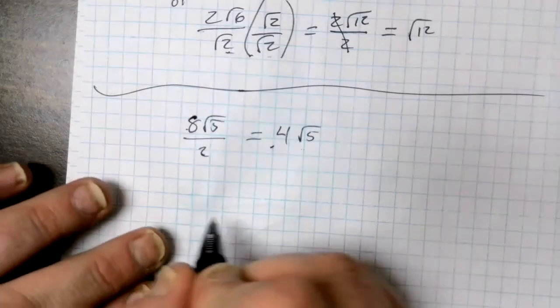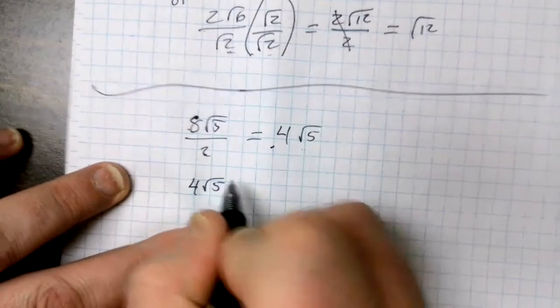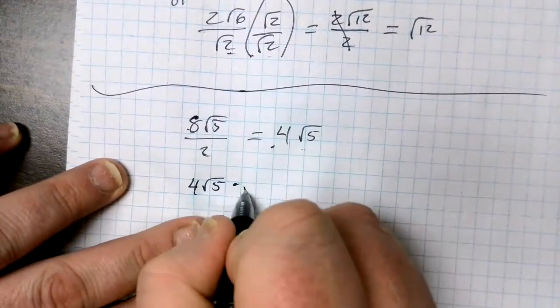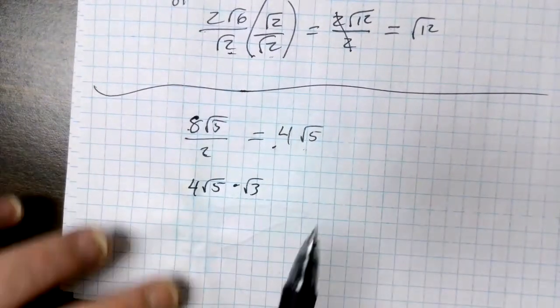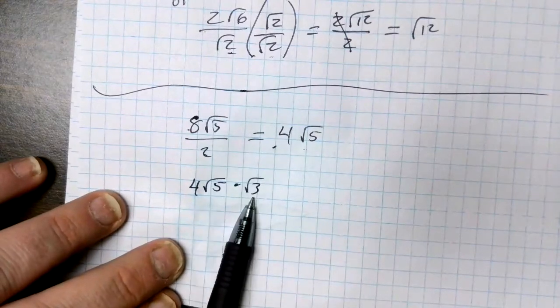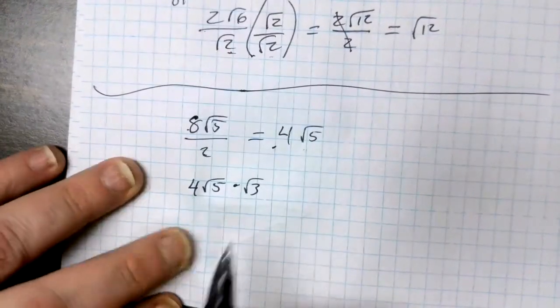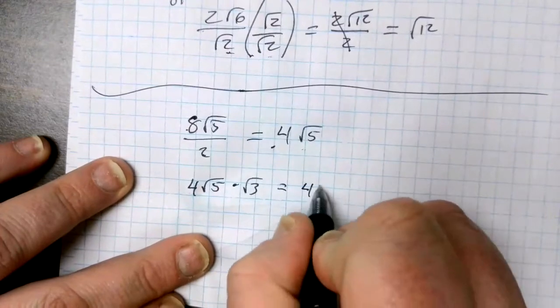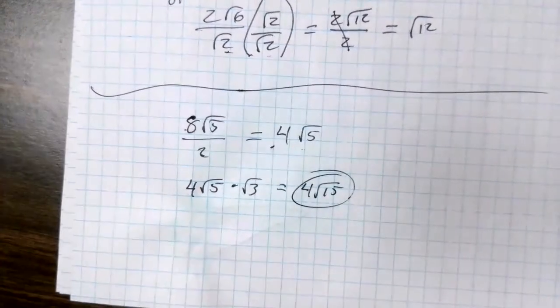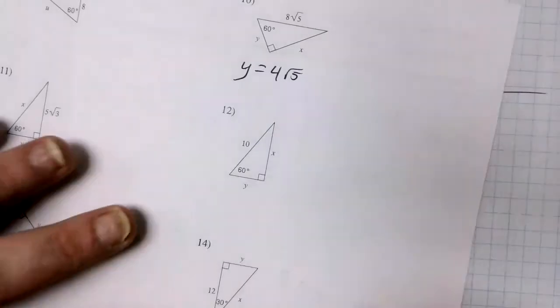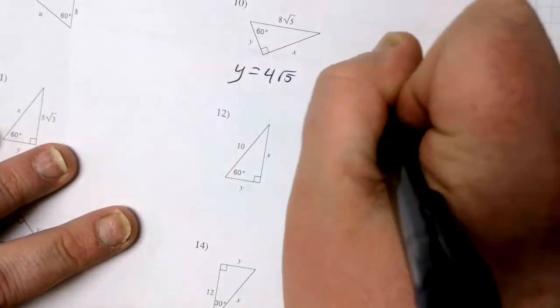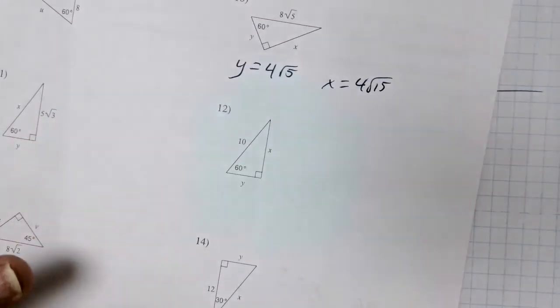And now you take the short side and multiply it by the square root of 3. So 4 square root of 5 is the short side times the square root of 3. You only multiply underneath the square roots, so the 4 stays out front. So I end up with 4 times the square root of 15. That would be our long side. So x here would be 4 square root 15, like so.